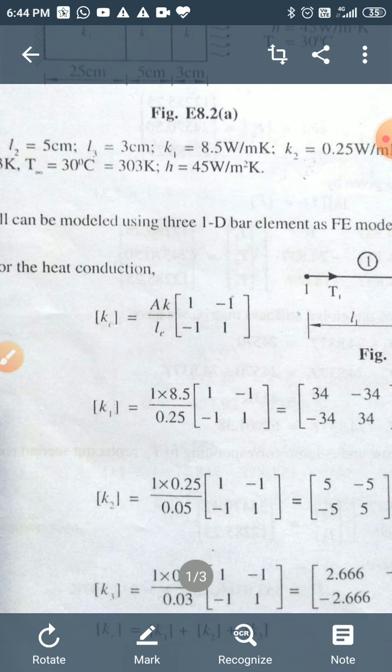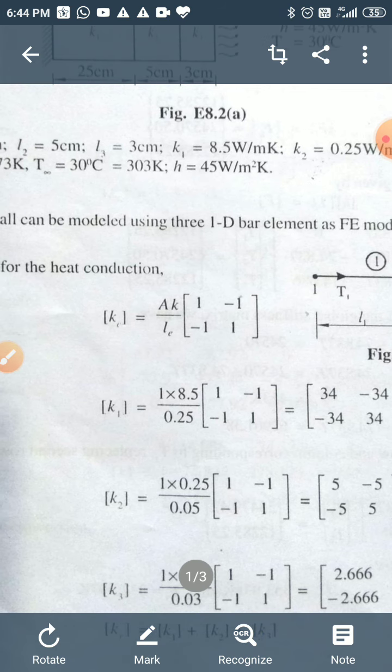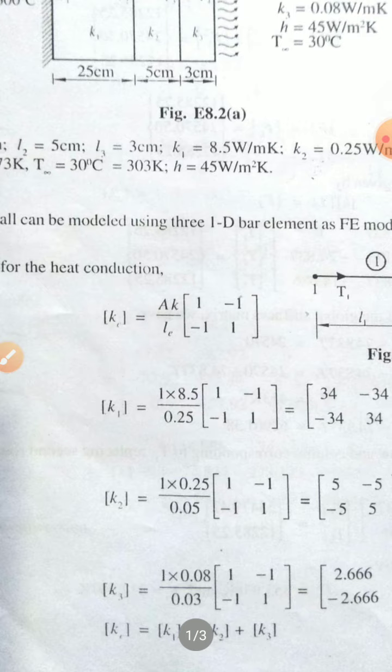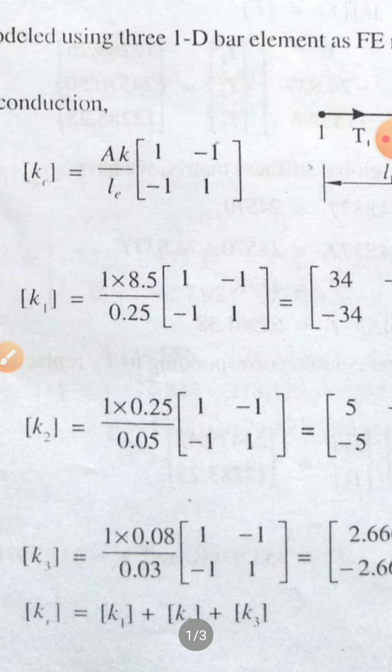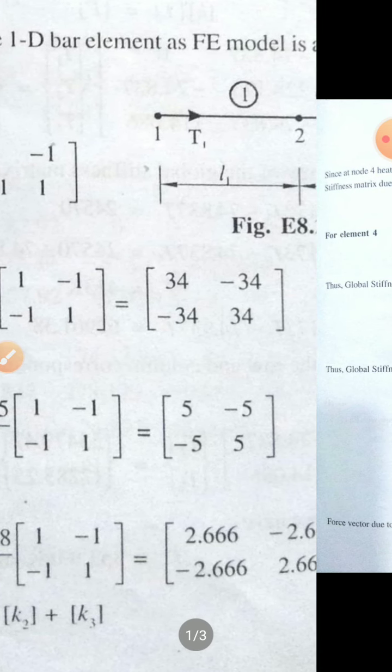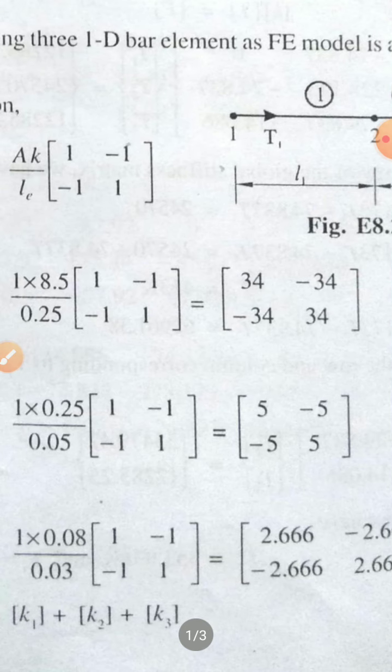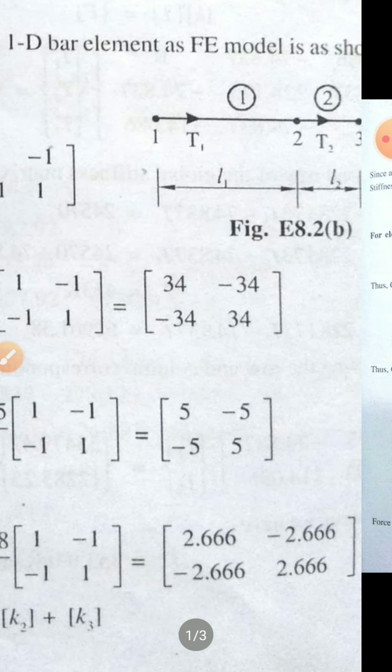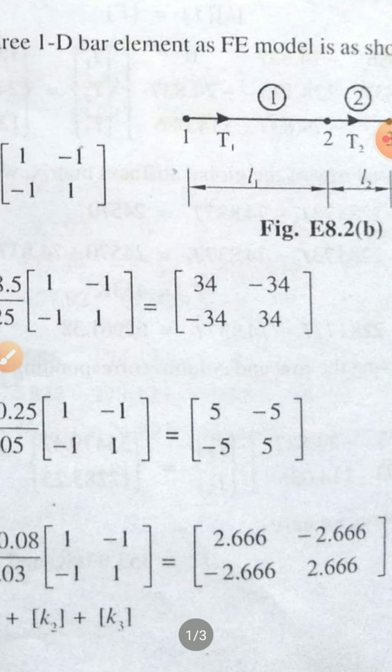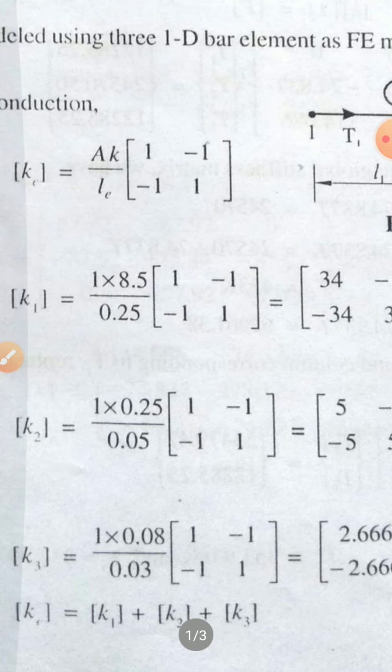Similarly for the third stiffness matrix, K3 is equal to, we are getting 2.666 minus 2.666, minus 2.666 plus 2.666. So the global stiffness matrix can be obtained by Kc is equal to K1 plus K2 plus K3.